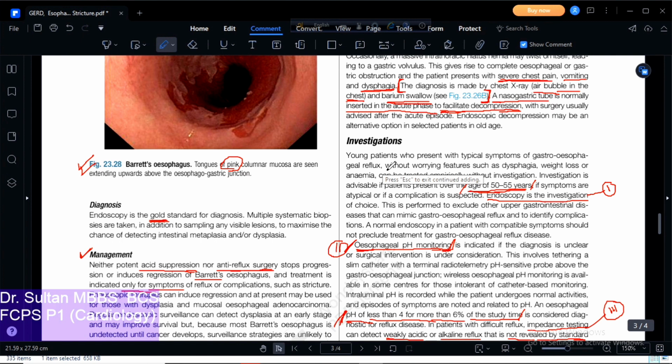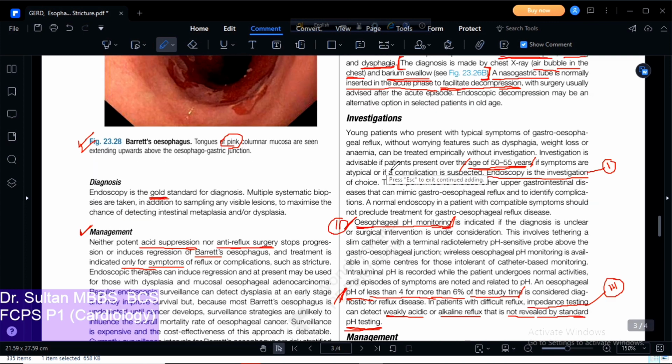Okay, now we're moving on to the investigations of gastroesophageal reflux disease. Simple investigation, there are three important investigations. First of all, the endoscopy. It is the investigation of choice. Secondly, you can do esophageal pH monitoring. Thirdly, you can do impedance testing. So three important investigations. Number one, the endoscopy. Number two, the esophageal pH monitoring. And number three, impedance testing.